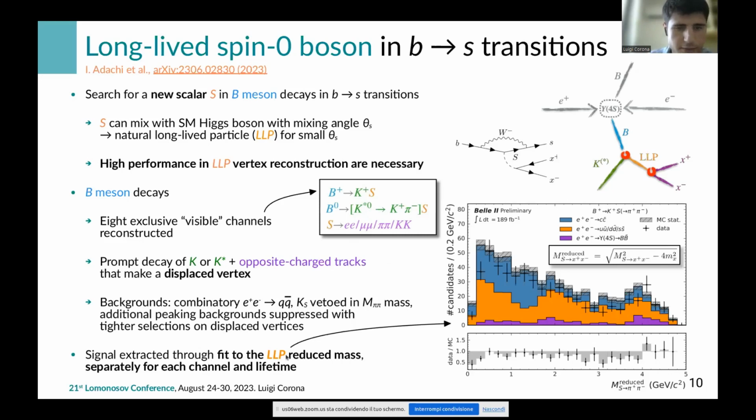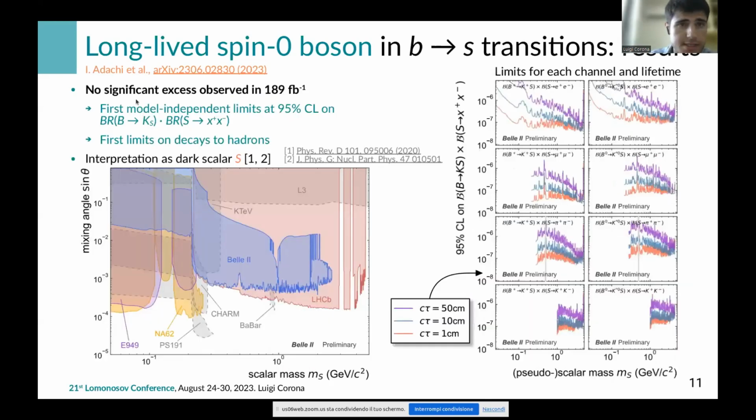The signal is extracted through a fit to the long-lived particle reduced mass, separately for each channel and lifetime. Here you can see an example of the distribution. Here is basically the definition of the reduced mass, and this is an example for the long-lived particles decaying to pions. Also in this case, we didn't observe any excess in 189 inverse femtobarns of data, but we can set some first model-independent limits at 95% confidence level on the product of the branching ratio of B to K S and the long-lived particle decaying to charged tracks.